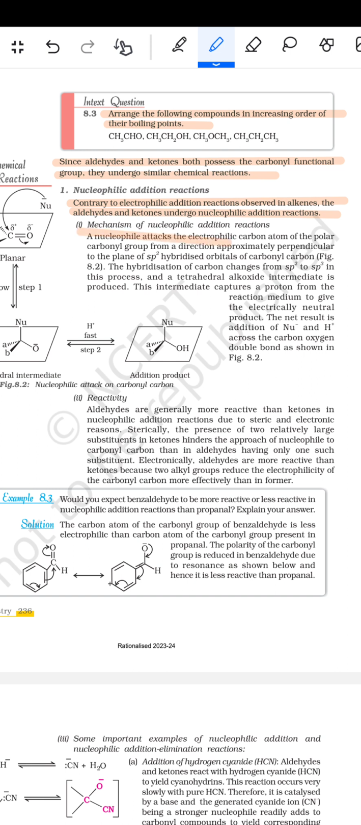A nucleophile attacks the electrophilic carbon atom of the polar carbonyl group from a direction approximately perpendicular to the plane of the sp2 hybridized orbitals of the carbonyl carbon. The hybridization of the carbon changes from sp2 to sp3 in this process, and a tetrahedral alkoxide intermediate is produced. This intermediate captures a proton from the reaction medium to give the electrically neutral product. The net result is the addition of Nu minus and H plus across the carbon-oxygen double bond, as shown in Figure 8.2.